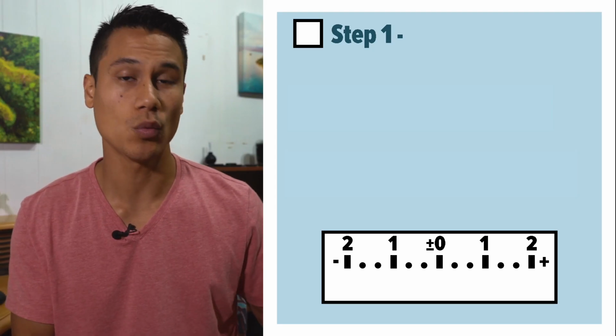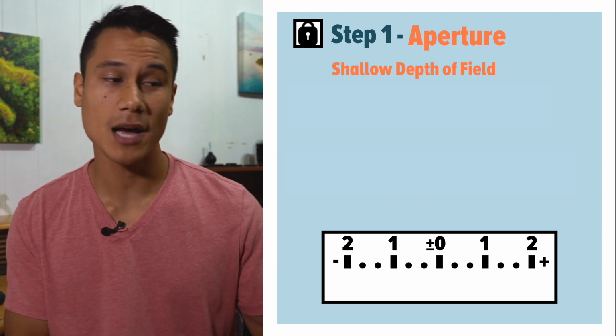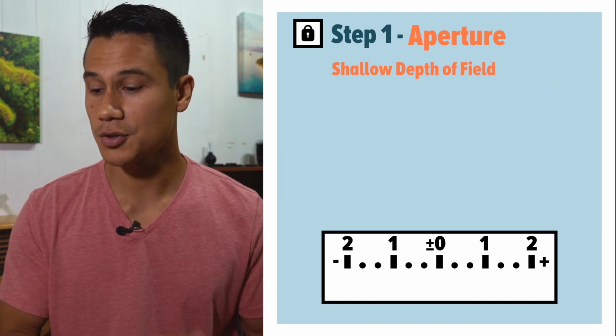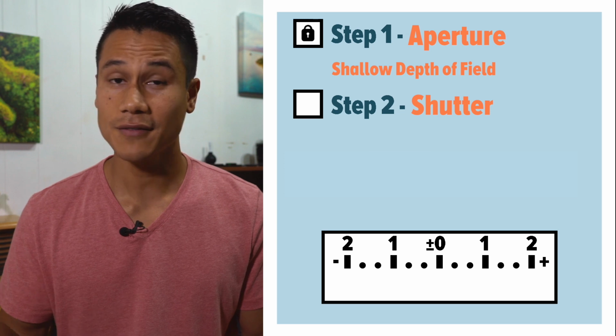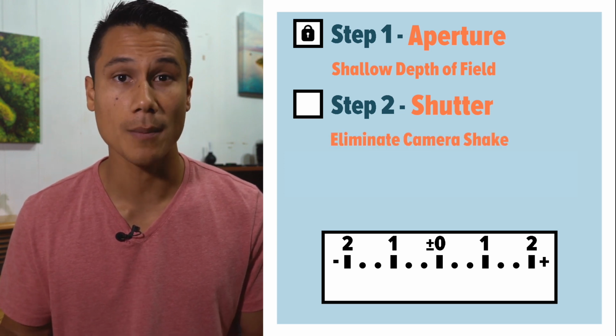Example number 1, let's say I'm shooting a portrait. Once I've decided on a really nice composition, the main thing I want to do is separate my subject from the background. That means I have to choose a wide aperture so that I have a shallow depth of field. Once I'm happy with my depth of field, I'll look at my shutter speed. I have to choose a shutter speed that's fast enough so I don't have to worry about camera shake or motion blur.